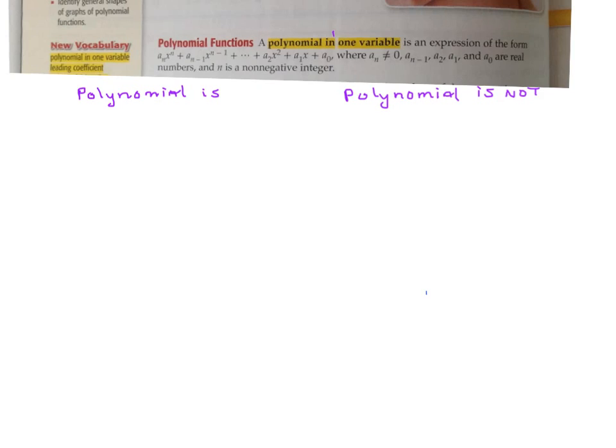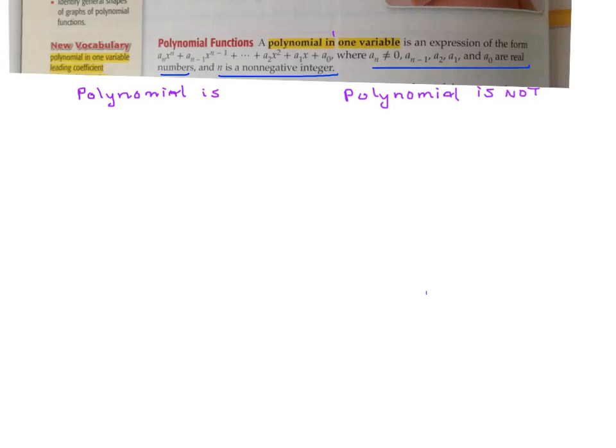All right, right away in the beginning, you start with polynomial functions in one variable, and they give you this lovely long list of a sub n, x to the n, plus a sub n minus 1, x to the n minus 1, etc. And then they do some definition things down here with a, where a sub n does not equal 0 and are real numbers, and n is a non-negative integer.